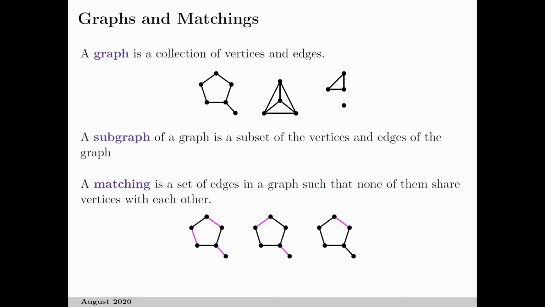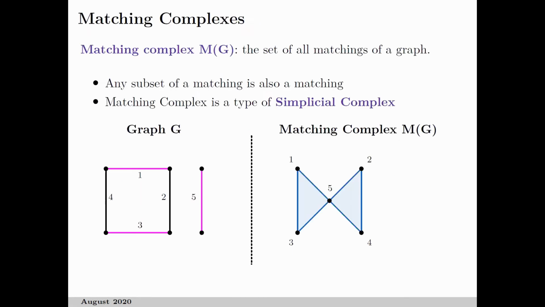A matching of a graph is a set of edges which share no endpoints with each other. Here at the bottom in pink, we have highlighted a few matchings of this graph. A matching complex of a graph G, which we denote M of G, is the set of all matchings of a graph. We have an example of a graph and the geometric realization of its matching complex at the bottom here, where in this realization, we identify edges in G with vertices in M of G.